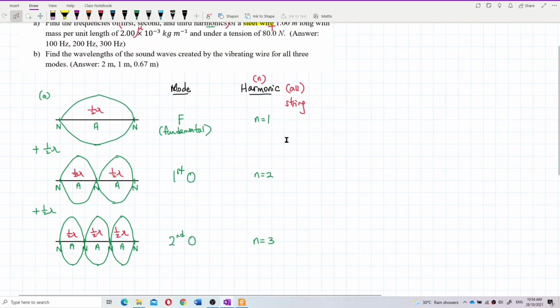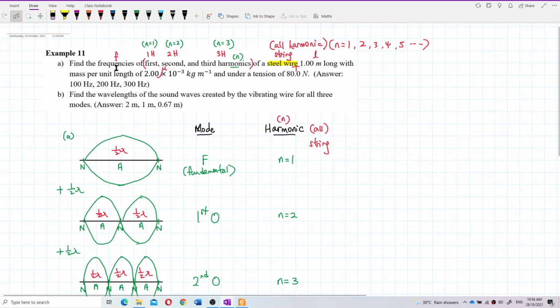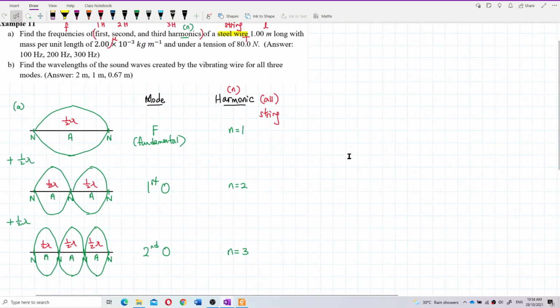Once we know about this, we can do the question already. It gives you the mass per unit length and tension. So how to find the frequency? Now, I just want to add another column. I want to add the frequency here.